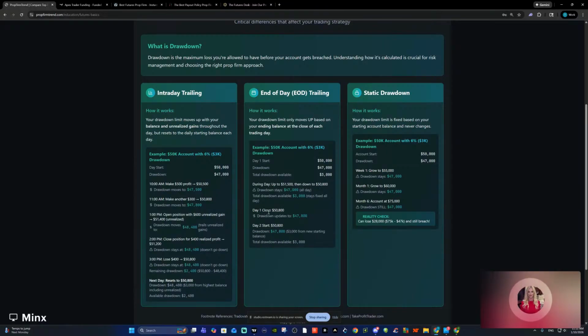So day one, you close at 50,800. Your drawdown updates to 47,800. The next day, your balance is 50,800. Your drawdown is going to be 47,800, which is $3,000 from the new starting balance. And then it repeats the same thing, okay? Now, static drawdown.